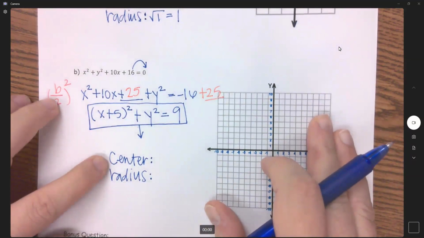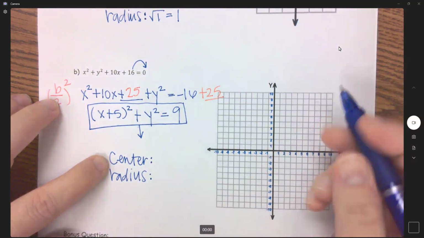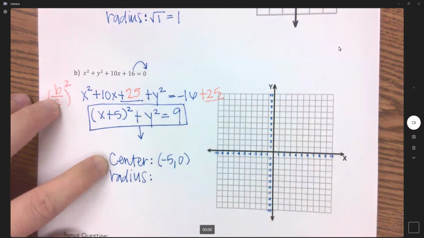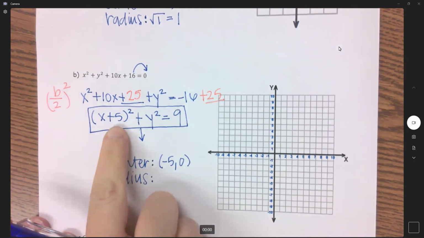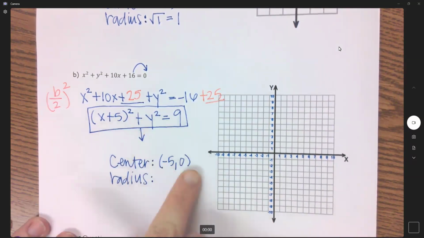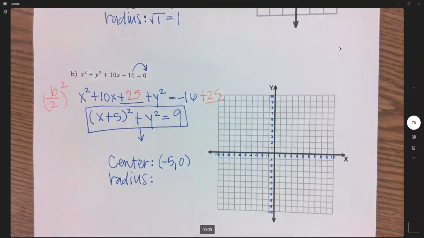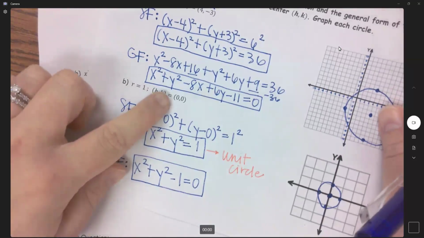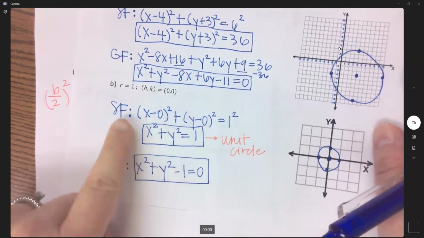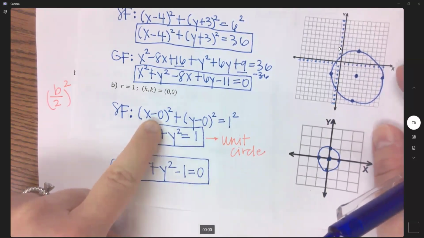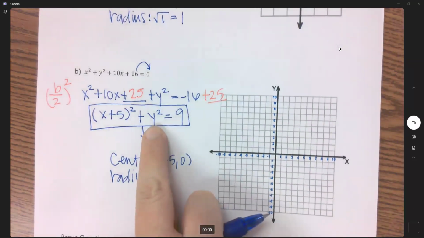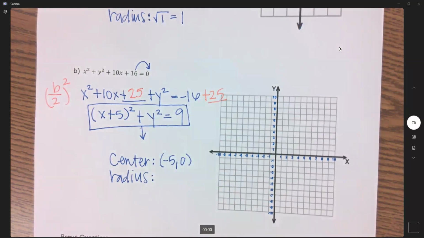So what is my center? That's -5, 0. Change the sign, inside opposite. So positive 5 becomes negative. And if you have nothing in parentheses, that means 0, right? Just like here, when my center was at 0, 0, when I plugged that in, I got x minus 0 and y minus 0, but x minus 0 is just x. Y minus 0 is just y. So y squared means that's the same as y minus 0 squared.